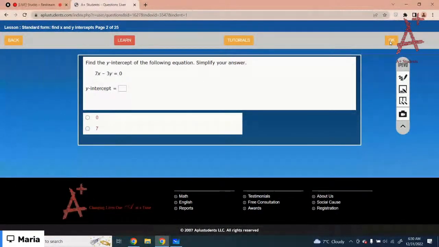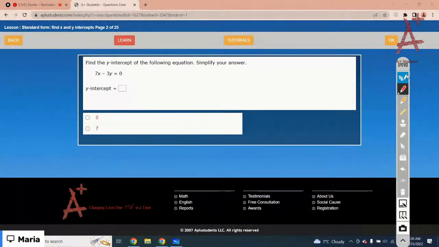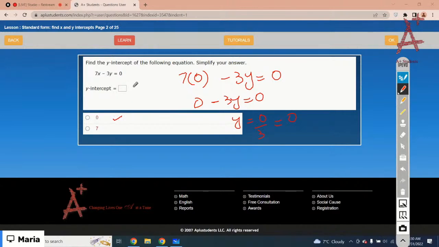Okay, the next one is find the y-intercept of the equation. I just explained that whenever you have to find the y-intercept, you have to replace x with 0. Got it? 7 times 0 is 0, minus 3y equals 0, y equals 0 over 3, and that would be 0. That means when x is 0, y is 0. That means the point is on the origin. Got it?